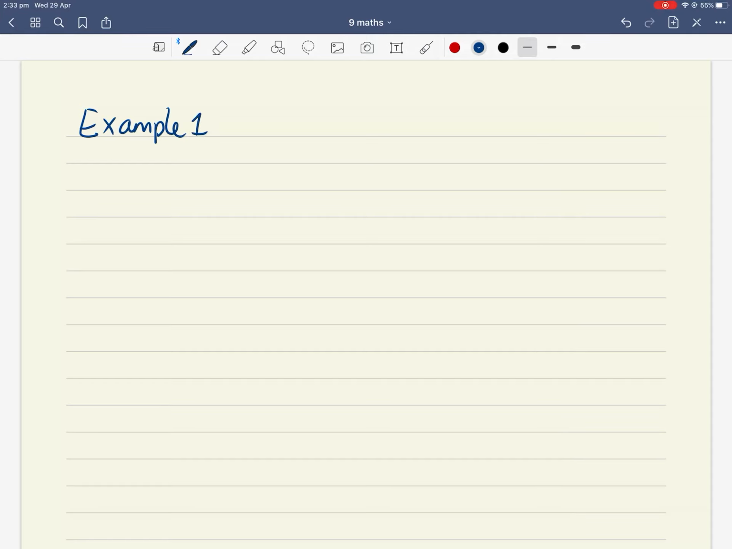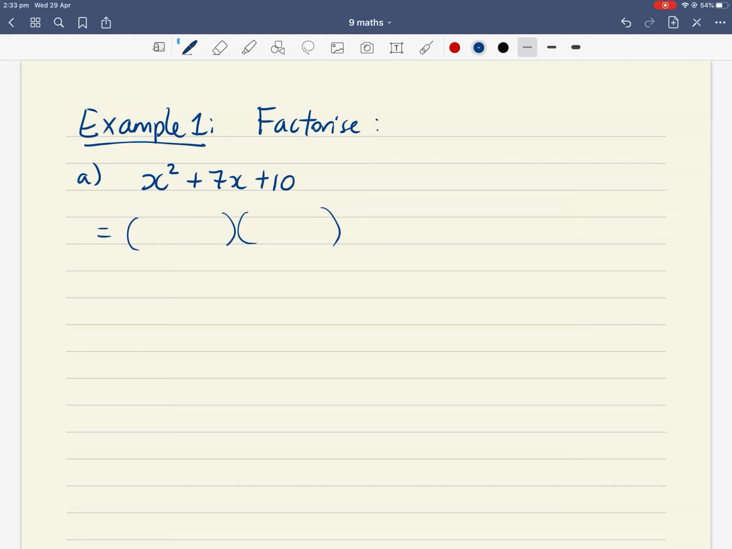I'll show you with example 1 what all this stuff means. So example 1, we are going to factorize the following. We're going to factorize x squared plus 7x plus 10. So that's our algebraic expression of interest. Factorizing means we want to write it as equal to something brackety times each other, so two bracketies.